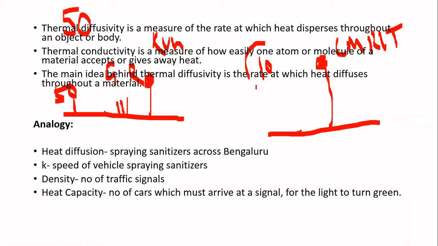Here traffic holding capacity is 10. So first car is arriving, signal is red. Second one red, third one red. Once the 10th one arrives, the signal turns green. Is the case clear to everyone? Yes, sir.